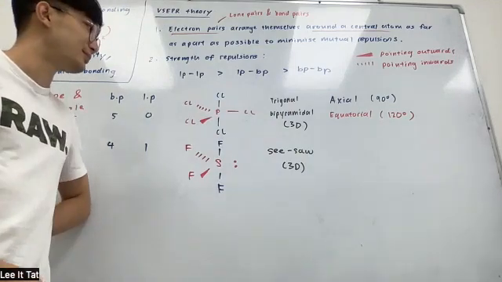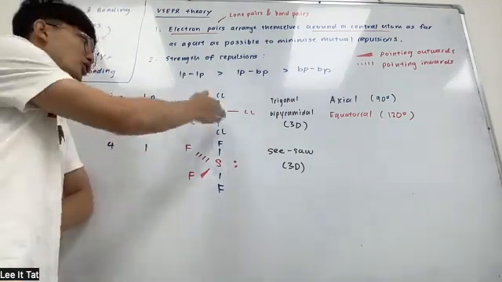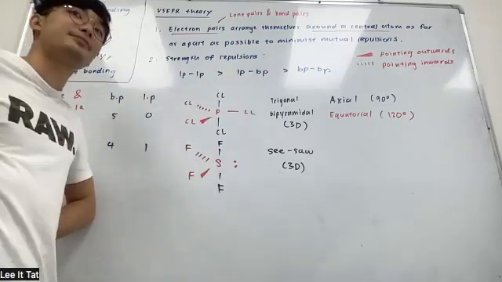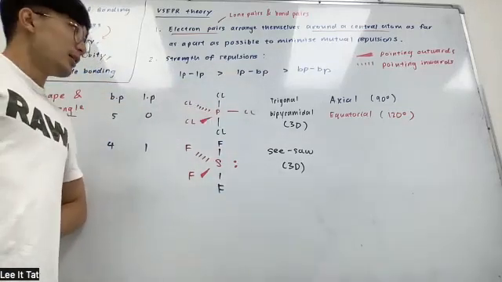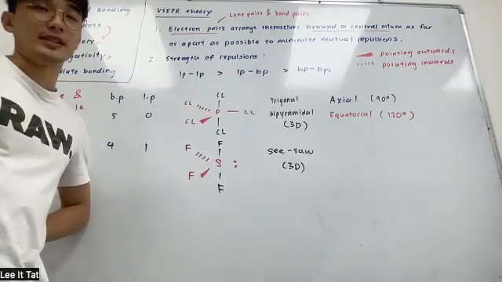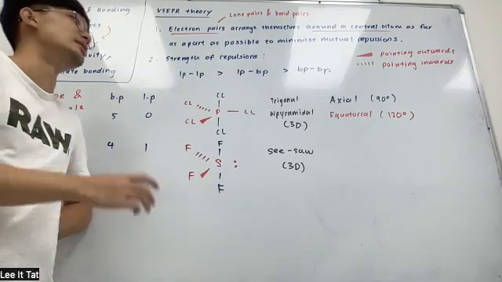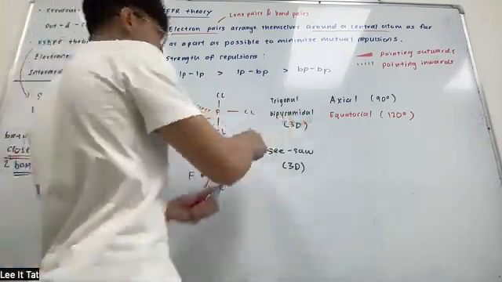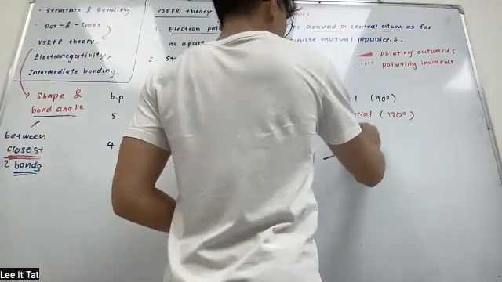Anyways, 3D shape. It's the same as the top, it's just that this one becomes a lone pair. That's it. The axial and equatorial still exist here, and it is the same as before.